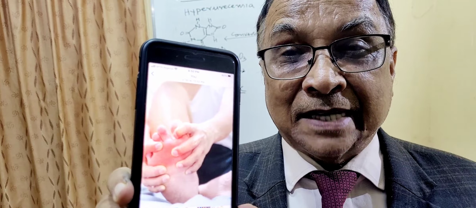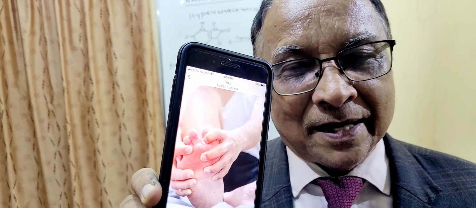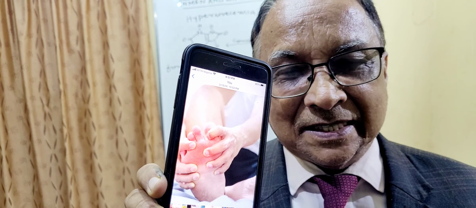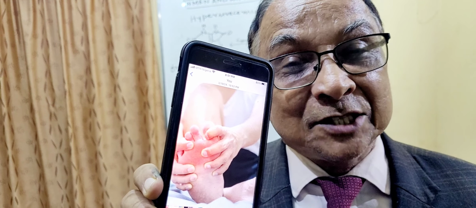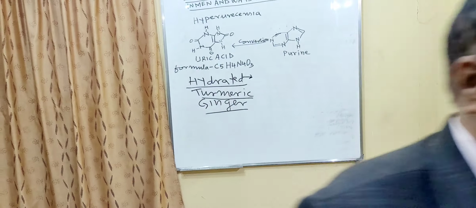A very common type of symptom is tingling and numbness in your feet, and reddish color followed by pain and inflammation. If this condition is there, definitely it is a serious condition of hyperuricemia, means in your body the percentage or volume of uric acid is more, and there is a chance of crystallization of uric acid in this part of your body. So please take some medication.